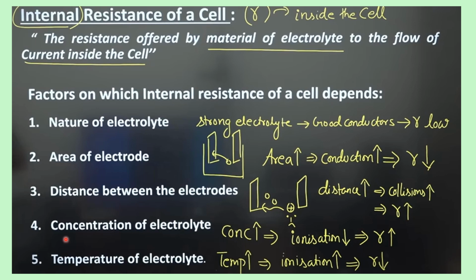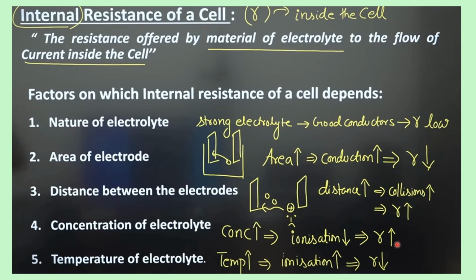Then the fourth one, concentration of an electrolyte. As the concentration increases, ionization decreases and the number of ions decreases. Then if the number of ions decreases, collision between the ions increases automatically.